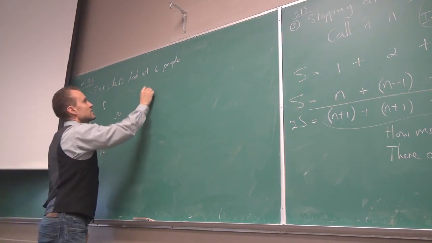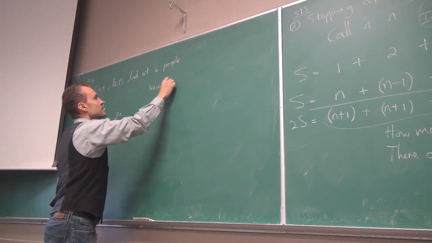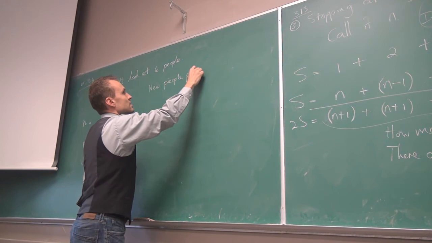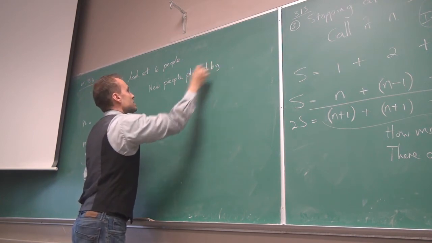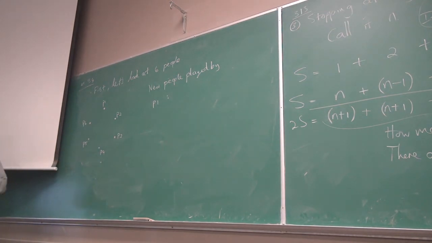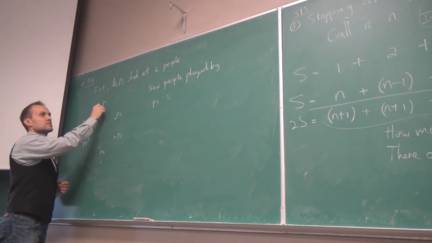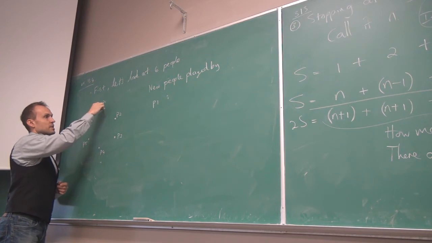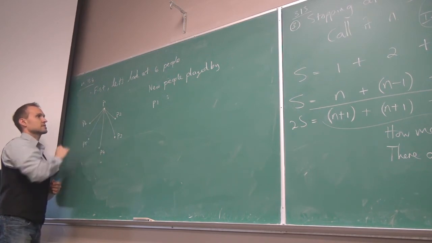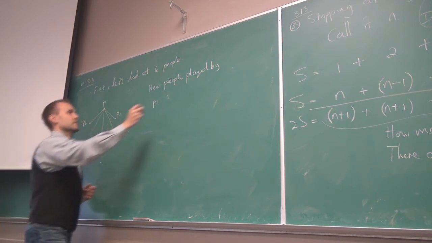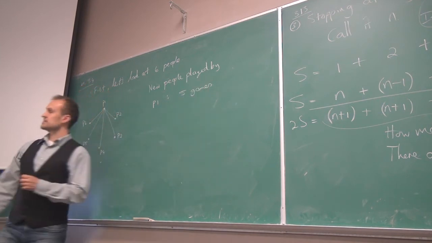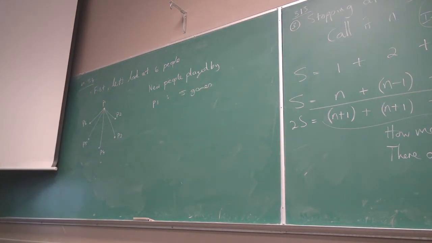So let's say here, new people played by person 1. So right now I haven't considered any games. If I'm starting with person 1, they can play against person 2, 3, 4, 5, and 6. How many games? That would be 5 games. 5 games that I haven't counted yet. Everyone happy with the 5?